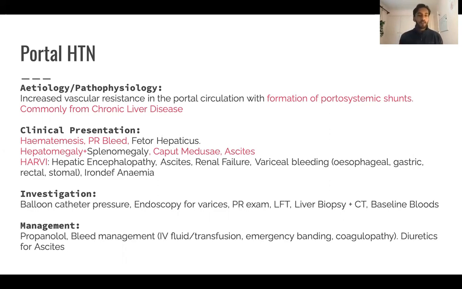Then your other general cirrhosis symptoms plus caput medusae and ascites. Caput medusae is when you have all these blood vessels that you can see on your tummy, and it looks like a Medusa head. A little acronym for this is HARVEY. In portal hypertension, which as I said is late stage, you expect to see encephalopathy, which is your confusion and so on, ascites, renal failure, and then variceal bleeding is your real classic one, plus iron deficiency anemia due to blood loss. Those are your key symptoms for portal hypertension.